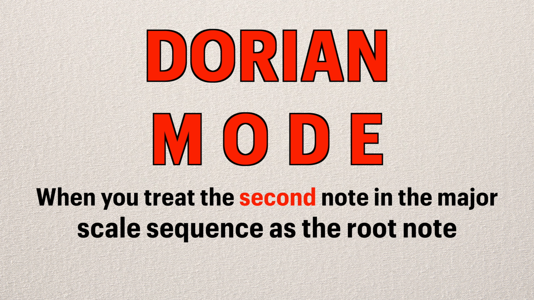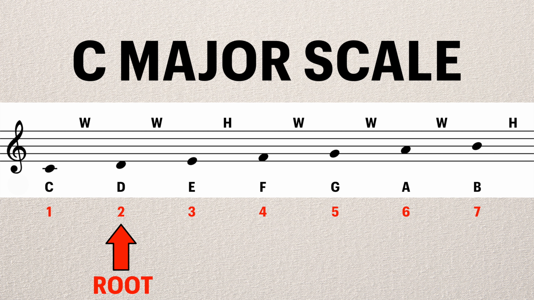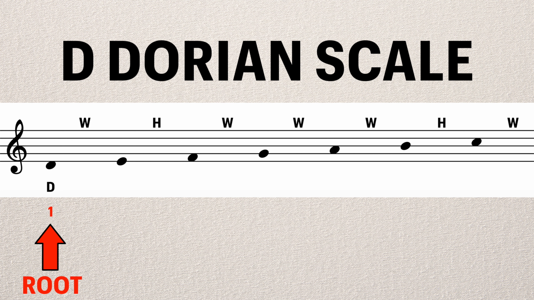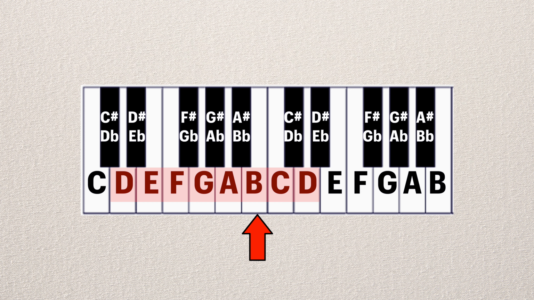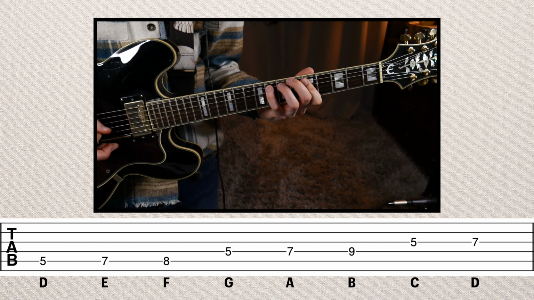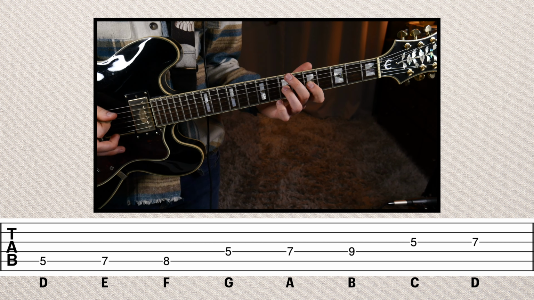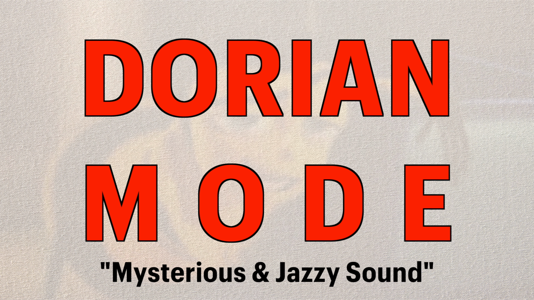The Dorian mode is when you treat the second note of the major scale sequence as the root note. In our example, D would become our new tonal center. That D note now becomes our new first scale degree, and we would move the C to the end as the new 7th. The scale would then become D, E, F, G, A, B, C, and it would sound like this. Dorian sounds pretty interesting. It's a little bit mysterious and also a little jazzy too.